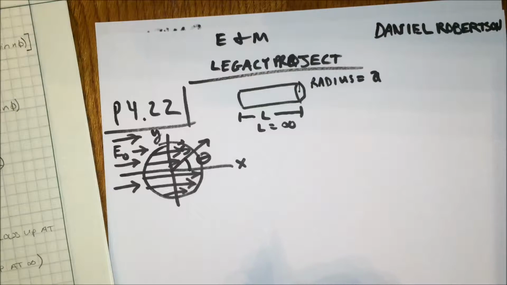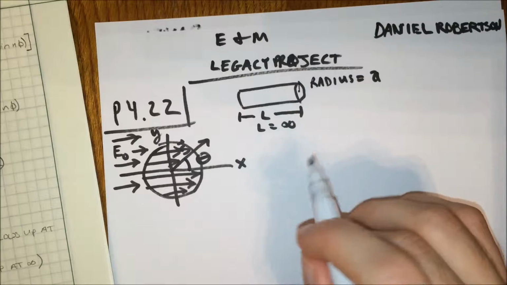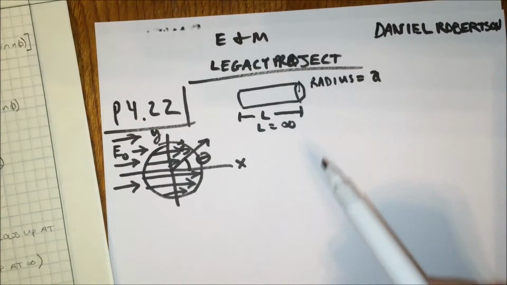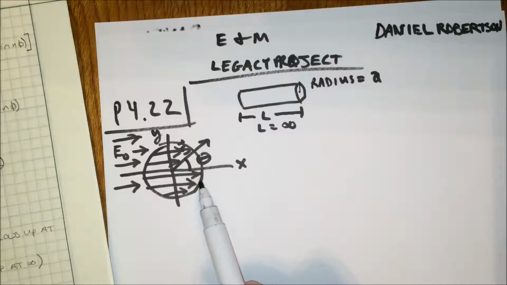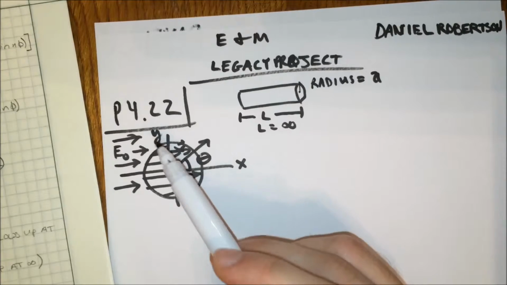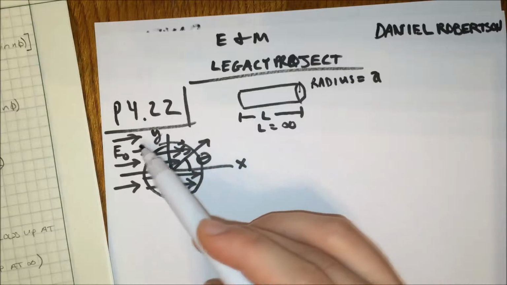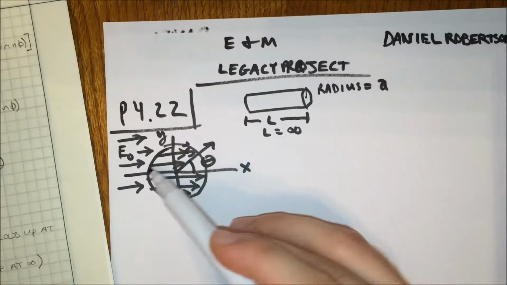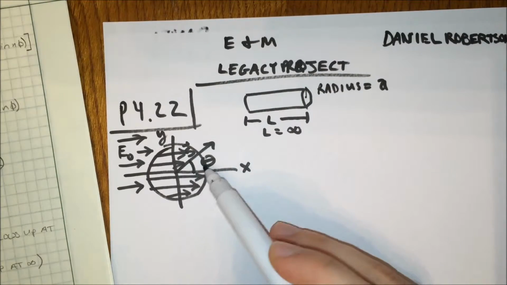Alright, this is problem 4.22 for our legacy project. We have a cylinder of very long length, and it's wanting us to find the resulting electric field if you fill the inside of the cylinder with a dielectric and you place it in an electric field. I chose the electric field facing the X direction. Sort of looks like this.